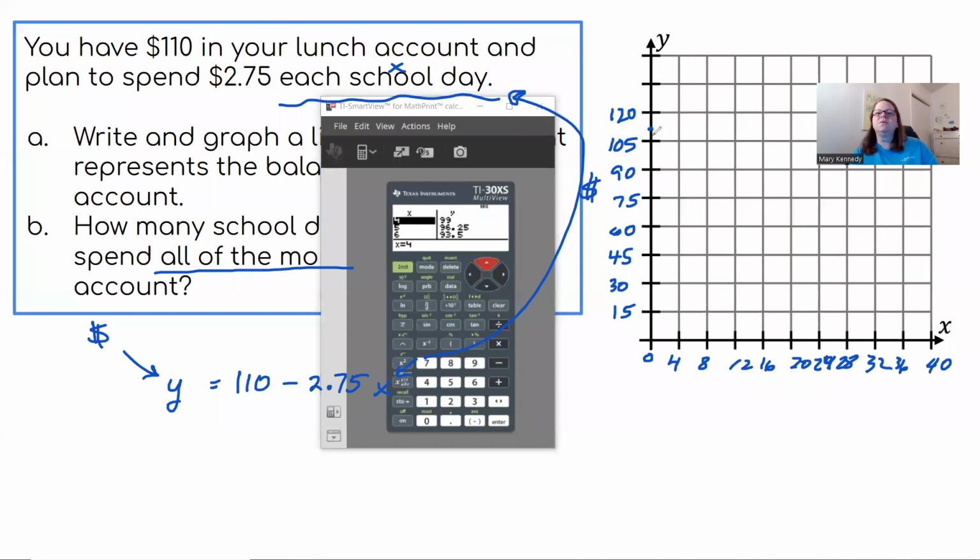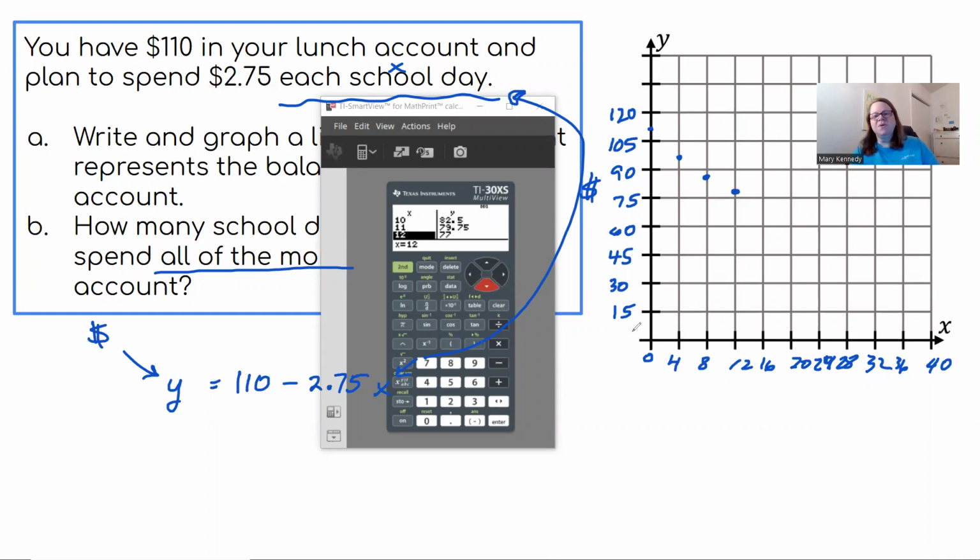After 4 days, we're down to $99. So we'll approximate where that is. After 8 days, we're at $88. So 8 days is below 90. Okay. After 12 days, 77.